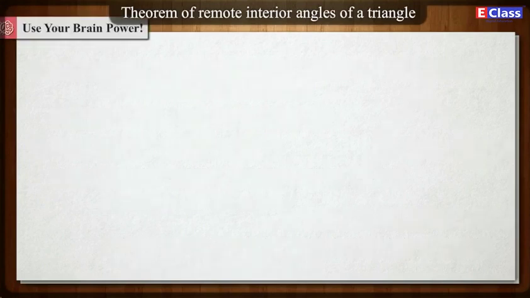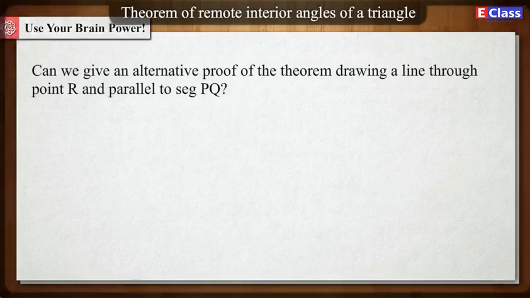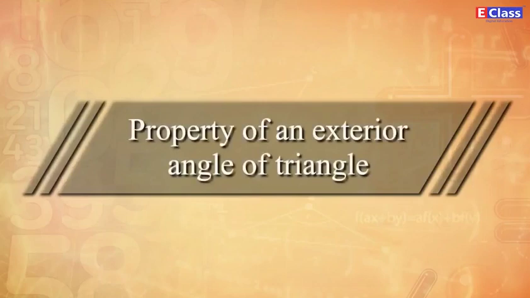Use your brain power. Can we give an alternative proof of the theorem drawing a line through point R and parallel to segment PQ? Property of an exterior angle of triangle. Let's learn.